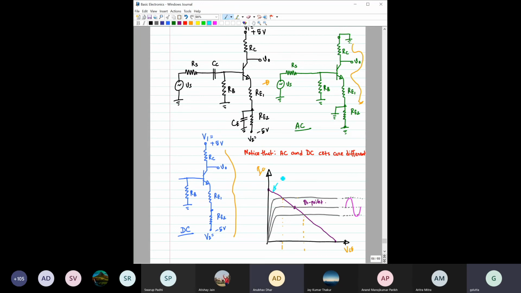RB? No. Does RB come into the slope of the load line? The load line we always take along this path, right? So RB will not come in at all. It will only have this RC and the REs. You forgot everything. So the slope would be minus 1 by this resistance, RC plus RE1 plus RE2.